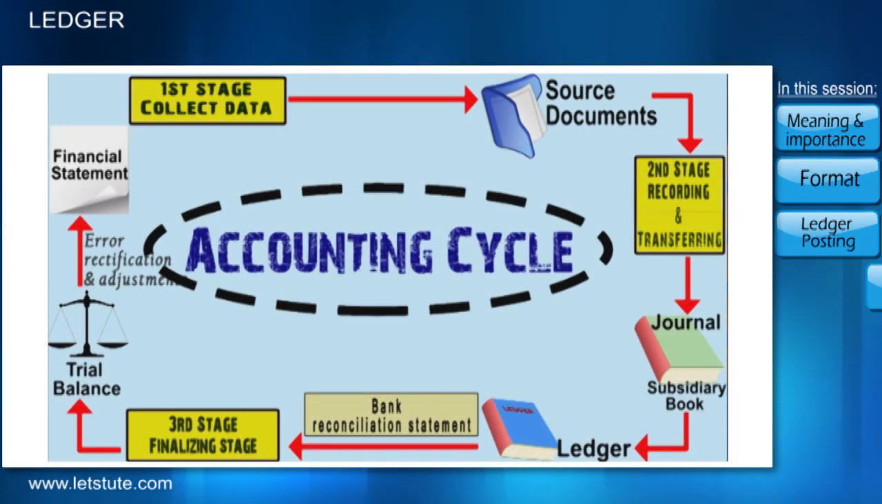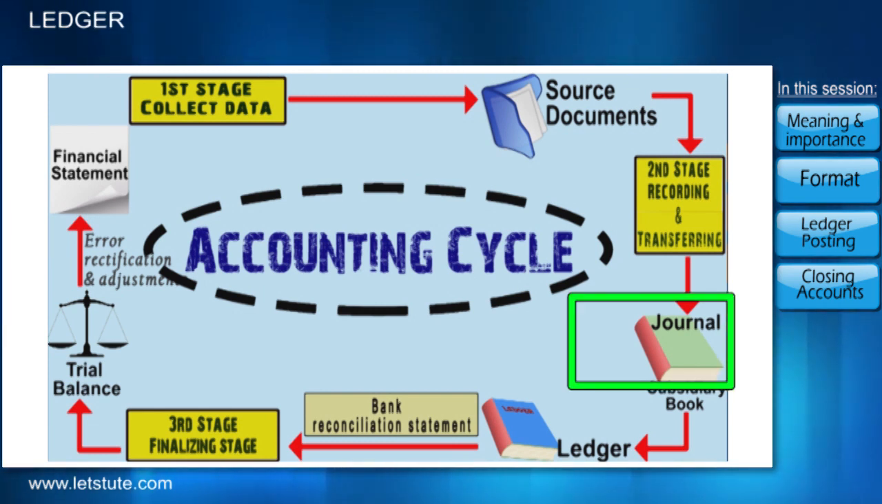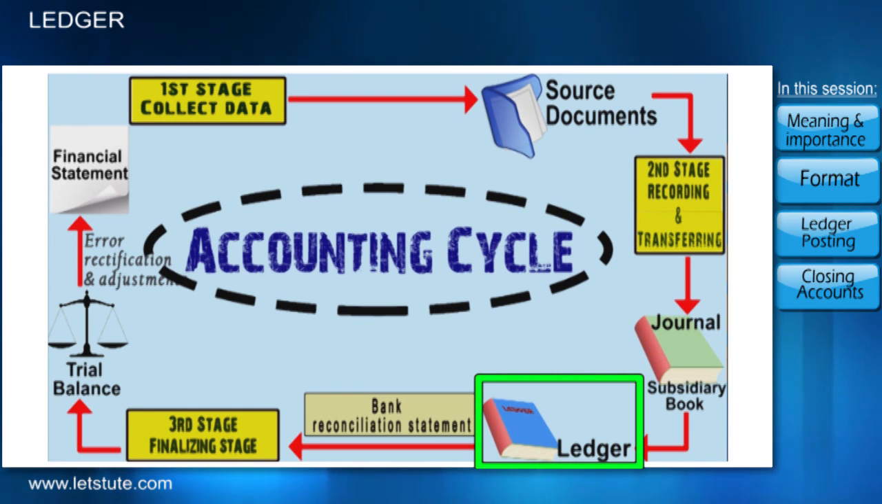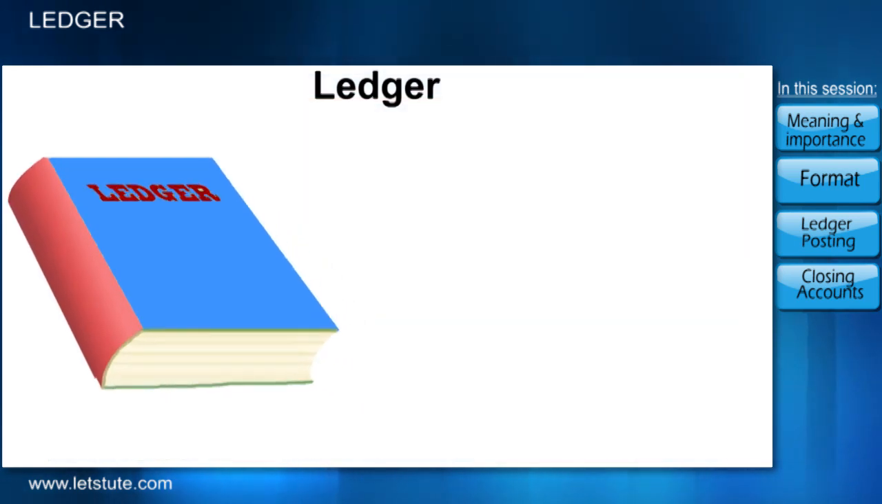Hi friends! Now that we've learned how to record a journal from the different source documents, we will proceed to the next step in the accounting process, that is, recording these journal entries into ledgers. If you have doubts about the journal, I highly recommend you first view the sessions on journal and then come back to ledgers. So speaking of ledgers, what is a ledger and why is it important?